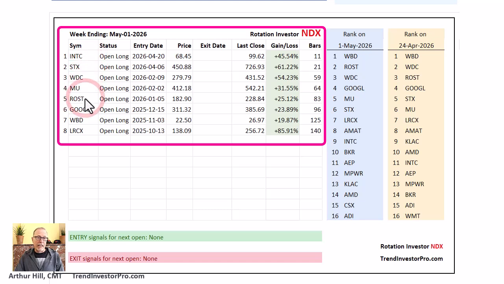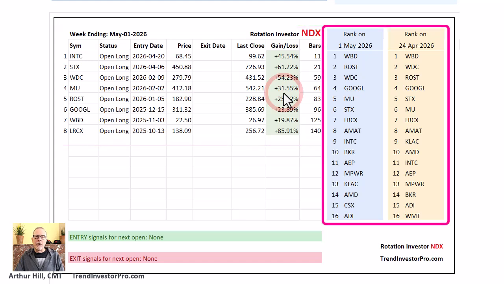Ross even snuck in there, Alphabet, Warner Brothers. It's going to go off in a little bit because it's a takeover, and Lam Research. So very heavy in semiconductors. So it's been a banner month for this momentum rotation strategy. And there you can see the ranks on the right there.